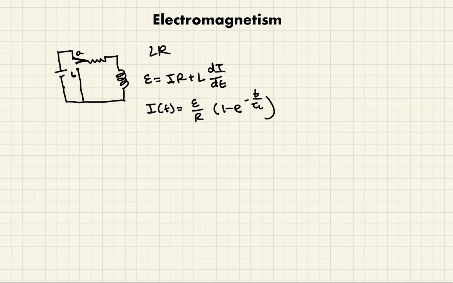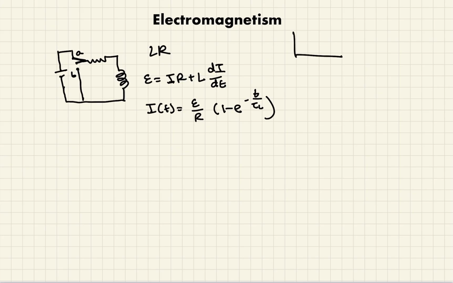What's interesting about inductors is they start by acting like a broken wire, and then eventually they act like a conducting wire. So at the start, there's going to be no current going through it because it acts like a break in the circuit. And then it starts acting like a conducting wire. So the current approaches EMF over R, which is just the standard value for just a resistor in a circuit. But it takes some time to get there because inductors become conducting wires from being broken wires.